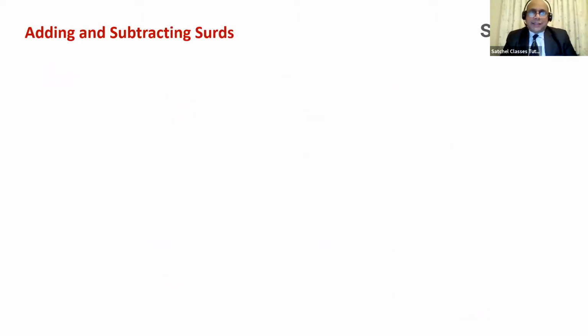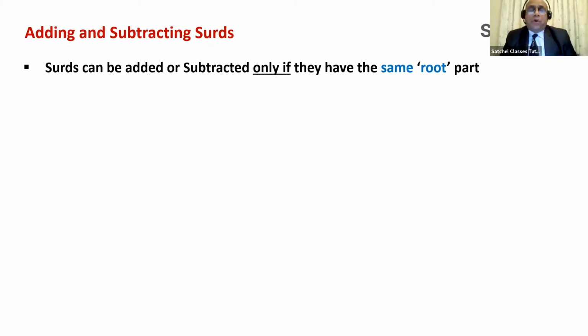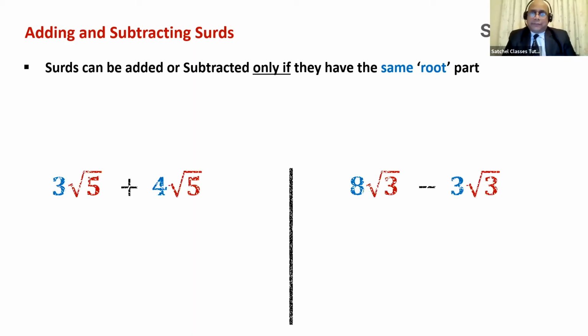Now let us understand how we add and subtract surds. The good thing is you can add or subtract surds, but only if they have the same root part. The square root part has to be the same. For example, let's start with these easy examples: 3 square root of 5 and 4 square root of 5. They have the same root part. Similarly, 8 root 3 minus 3 root 3, same root part.